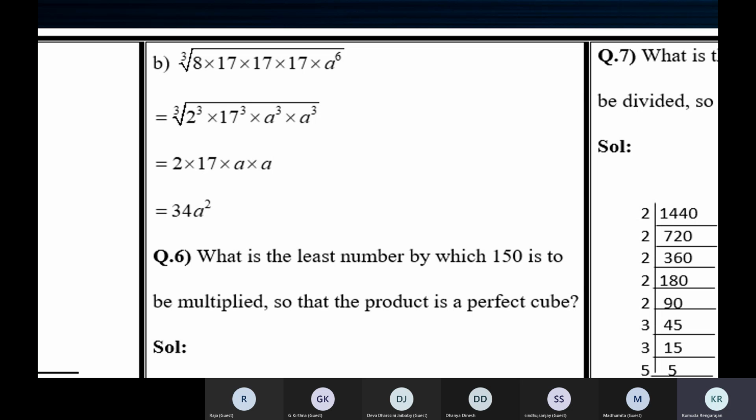Because, for example, if you take 20, which ends with 1 zero, the ones digit is 0. Now 20 into 20 into 20 is 8,000. So if a number ends with 1 zero, its cube will end with 3 zeros.